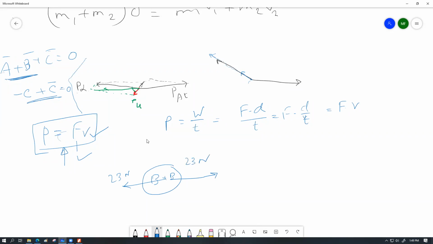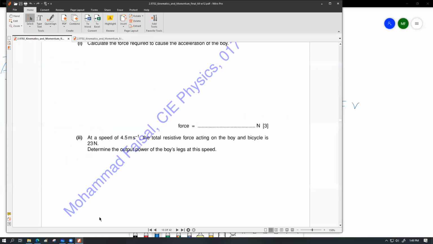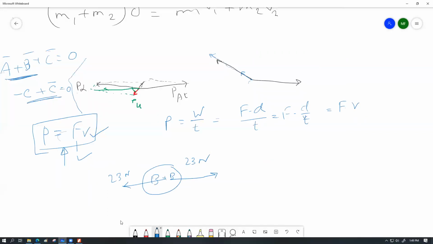And as per the question, the speed of the boy is how much? 4.5 meter per second. So within a duration of 1 second, how much is this whole thing going to move forward? How much would be the displacement in 1 second? How much is he going to move forward? 3.5 meter. Think about this. So how much would be the total work done by this kid? That would be force into displacement. This much is the total work done in 1 second.